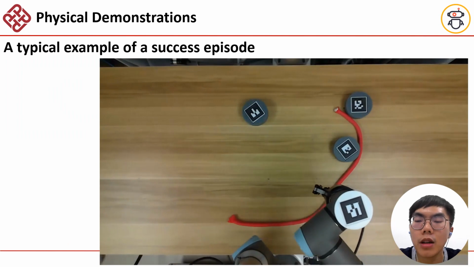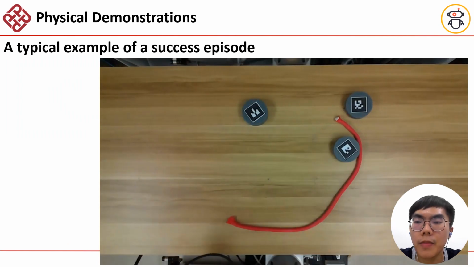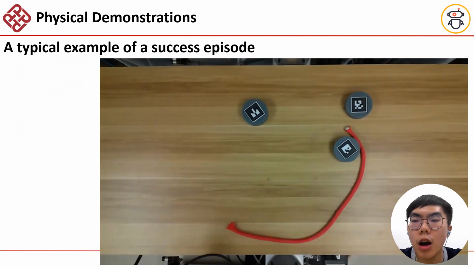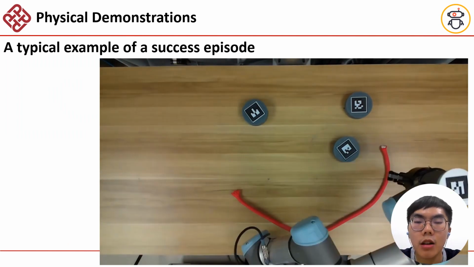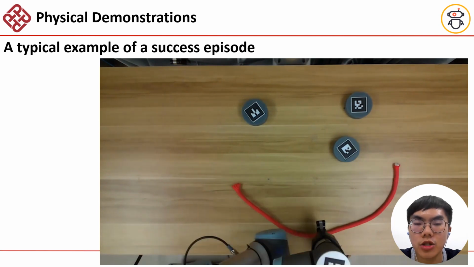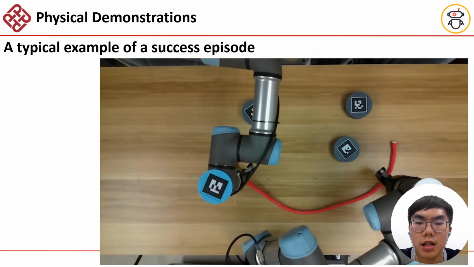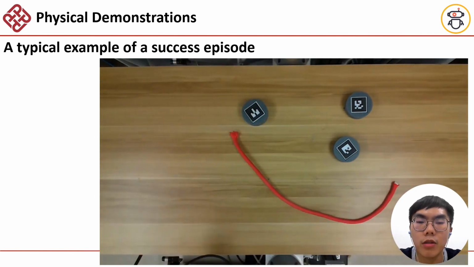Here is a typical example of a successful episode. Dual arms need to rearrange the object to modify its configuration in the world space. Note that this process is generally a long horizon process, consisting of multi-step pick and place sequence of dual arms.